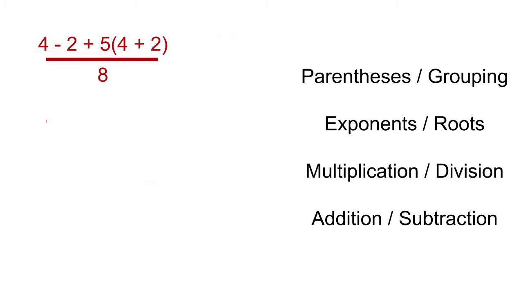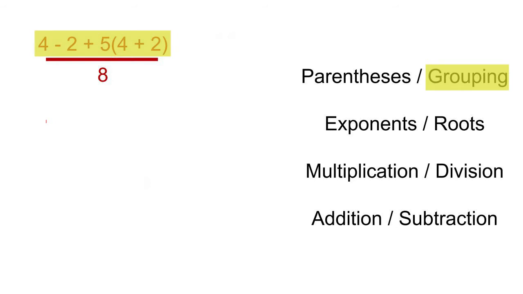Given 4 minus 2 plus 5 times quantity 4 plus 2, all over 8, we can now just move through the order of operations to evaluate this expression. We begin by looking for parentheses and grouping functions. And the entire expression is itself one large grouping function in that it is a fraction. So we're going to first evaluate the top portion of the fraction and then evaluate the bottom portion. So we turn our attention to just the top of the fraction.